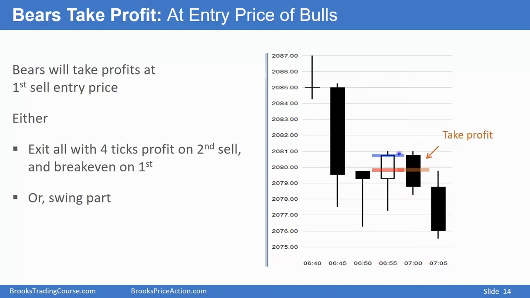Many of these bears will sell the high of this bar and 1 point higher. They'll take profits at their first entry price, so they get out break even on their first sell and with a 1 point profit on their second. And the bulls who bought on a stop 1 tick above this bar, when it's reversing down, are trapped. They're trying to get out break even. So you have bulls and bears selling.